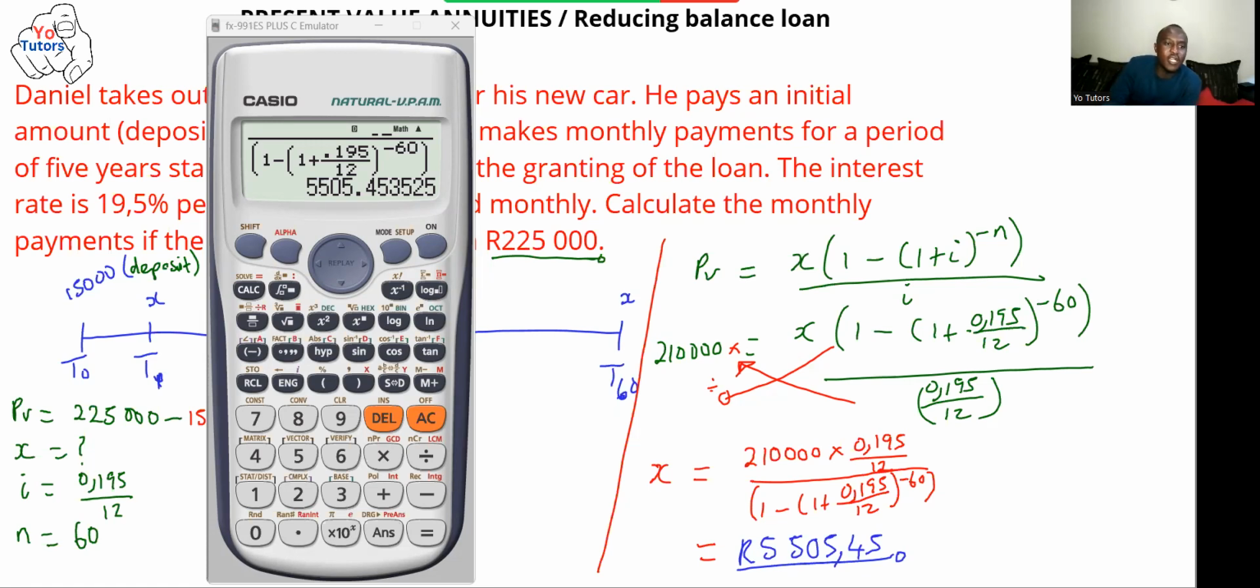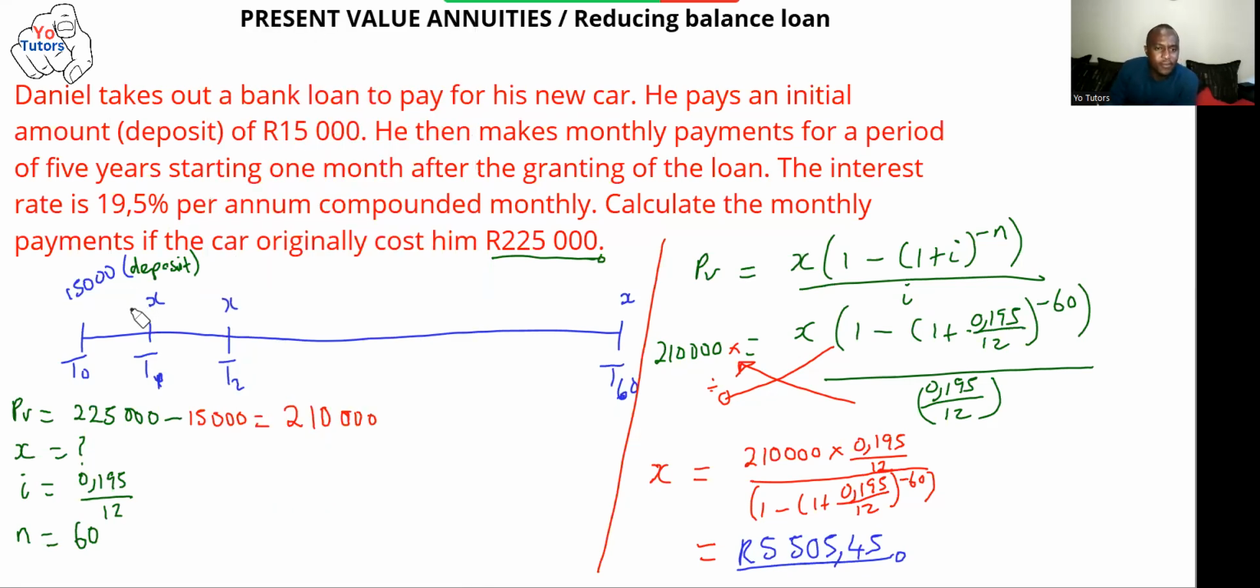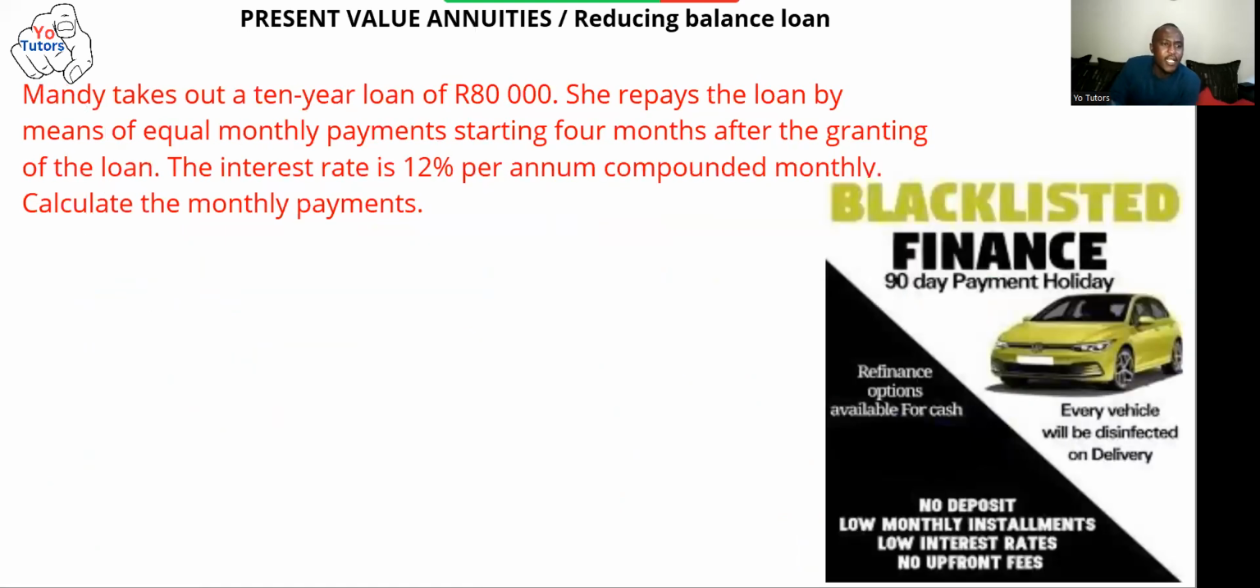Let's move on to the last question and see what we have. Mandy takes out a 10-year loan of 80,000. She repays the loan by means of equal monthly payments, starting 4 months after the granting of the loan. The interest rate is 12% per annum compounded monthly. Calculate the monthly payments.